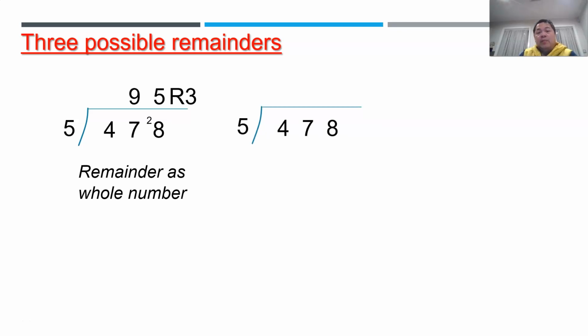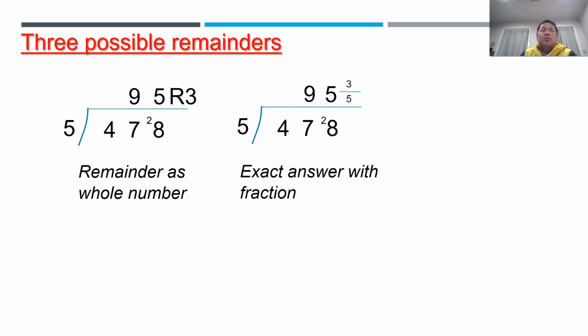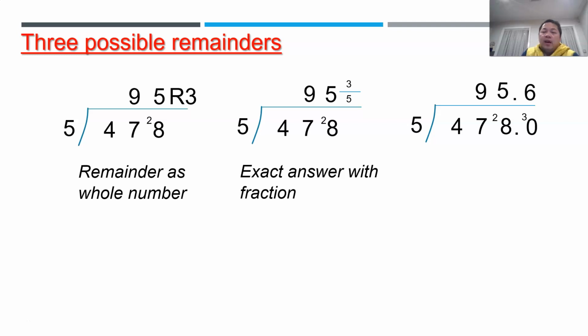So 470 divided by 5, again, I have another way to present it. This way is to put a fraction as the remainder. And in fact, this 95 and 3/5 is an exact answer. And last but not least, I can also introduce a decimal behind so that I can leave the final answer as a decimal. So this is an exact answer with a decimal. So three different ways depending on what is required in the question.